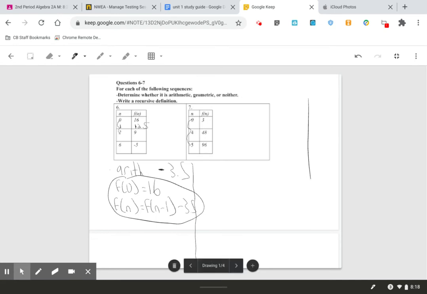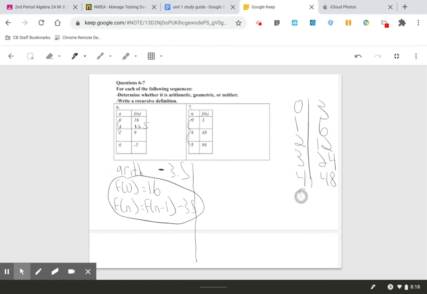Term 0 is 3. If I multiply by 2, then term 1 would be 6. Term 2 would be 12. Term 3 would be 24. Term 4 would be 48. And term 5 would be 96. So this is indeed a geometric sequence because we're multiplying by 2.